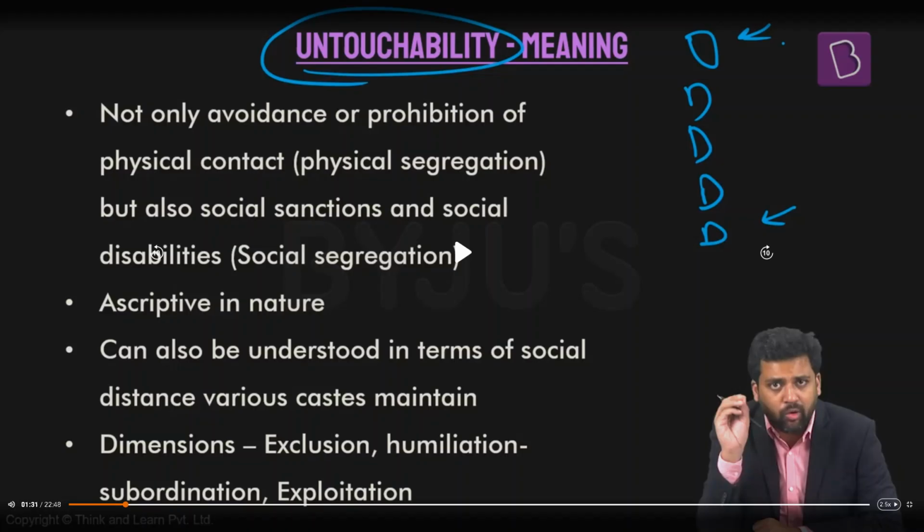So this is about the different dimensions of caste, how caste operates, how caste is changing, what are the different views on caste and its changeability. So with this, we'll wrap up our discussion on caste. What we'll do next is we'll try to understand tribes.